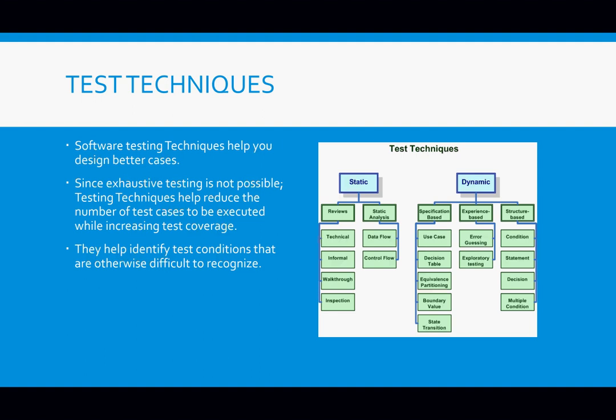As you can see on the tree diagram, you have different types of testing. As I said last time, there is static testing, where you don't even need to execute the application, and dynamic testing, where you execute the application. We're going to focus on dynamic testing today, not static testing. In terms of specification-based, you can see we have use cases, decision tables, equivalence partitioning, boundary value analysis, and state transition. In experience-based, you can use error guessing and exploratory testing, and also structure-based testing. So for today, as I said, we're going to focus on dynamic testing.